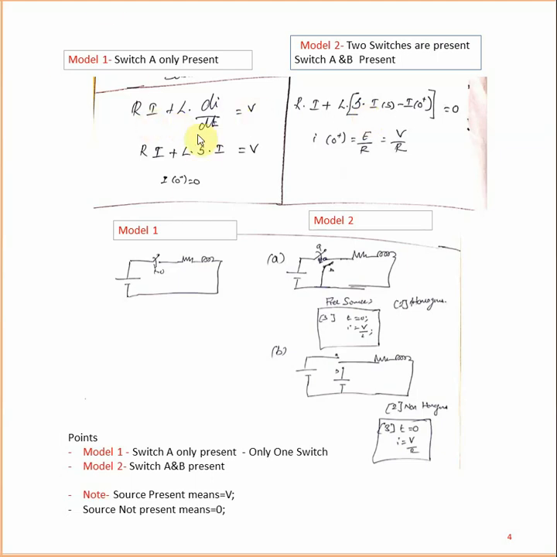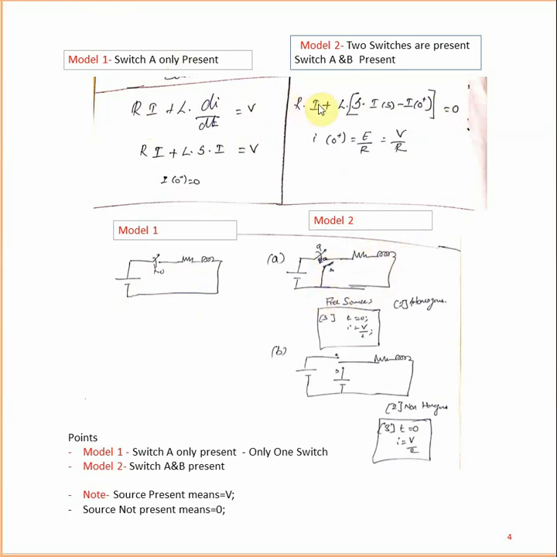So here, with only one switch, you will know I of 0 plus from this equation. I will replace it with 0. Both are RL circuits. What is the difference? R into I plus L into di by dt equals V. This is the KVL equation of this circuit. What about this equation? This is the switch B equation. For example, the source is not present, so 0.